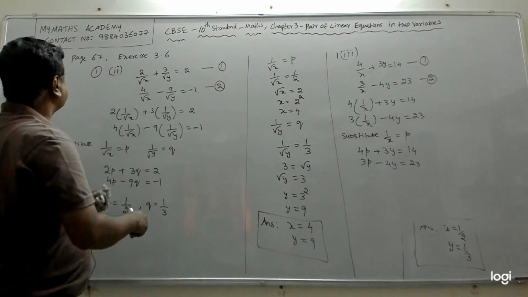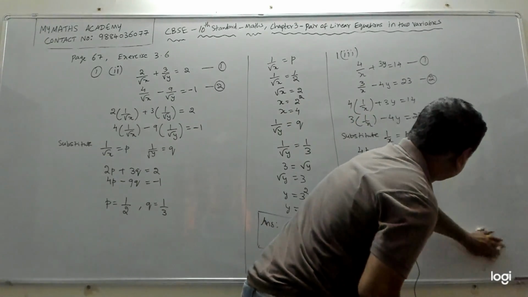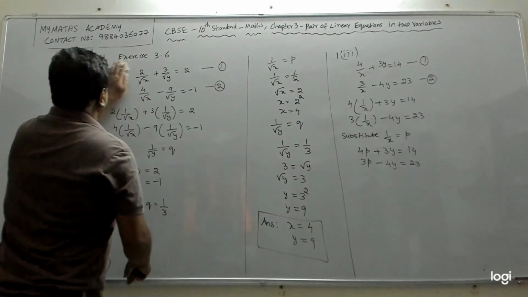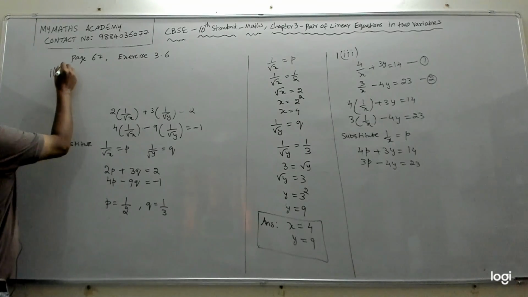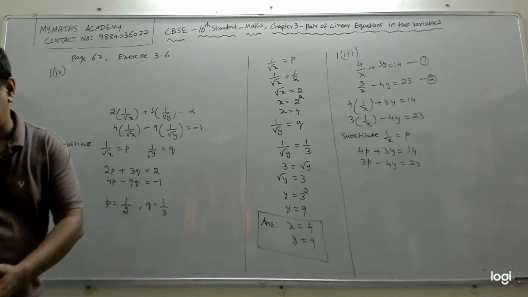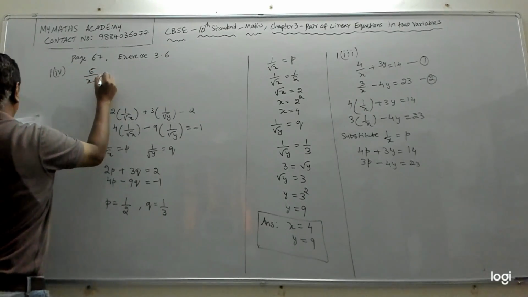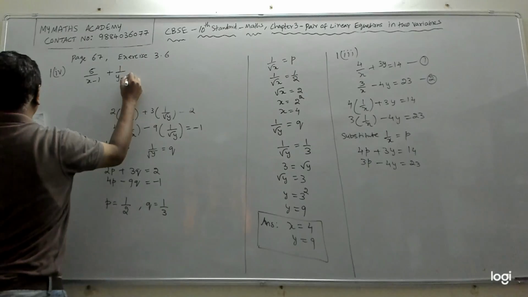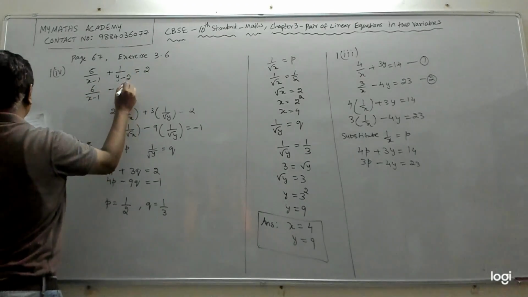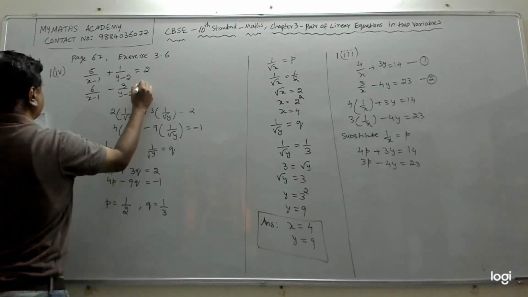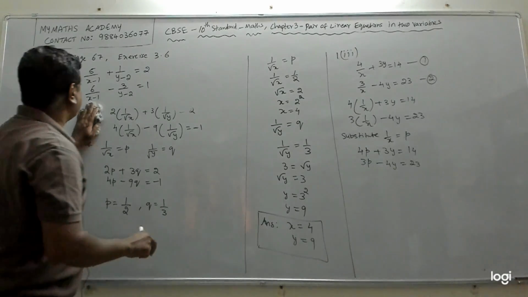The next question is, again, I'll start there. Erase this. So we will go to the first problem, fourth sub problem in the first question. So what is the question? The question is 5 by x minus 1 plus 1 by y minus 2 equal to 2, 6 by x minus 1 minus 3 by y minus 2 equal to 1. So this is the question, right? Now we need to solve and find the value of x and y.